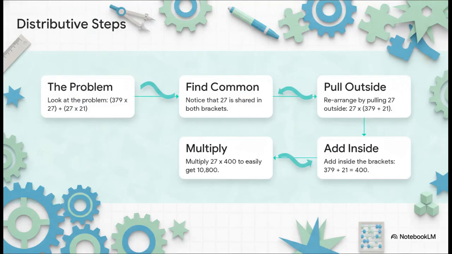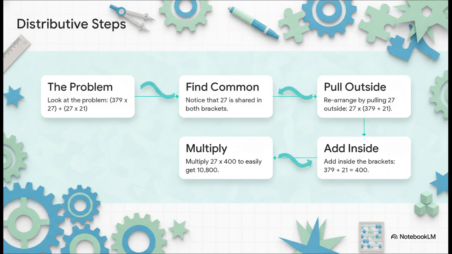Let's walk through this step by step. Imagine getting an equation like this on your exam. 379 times 27, inside brackets, plus 27 times 21 inside brackets. That looks like a whole lot of hard, long multiplication, right? But wait, look closely at step 2. Notice that the number 27 is shared in both sets of brackets.